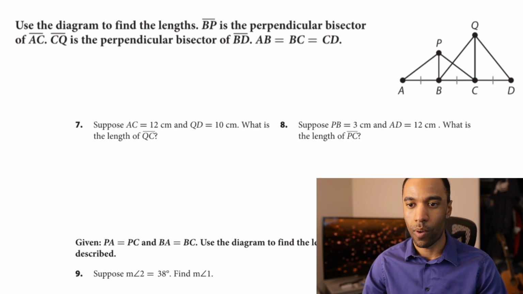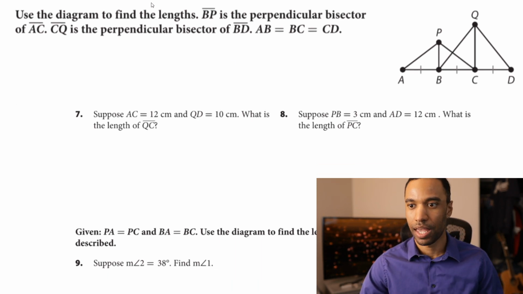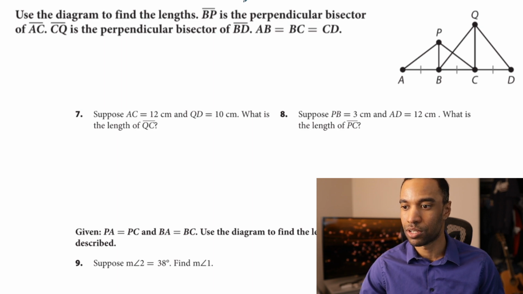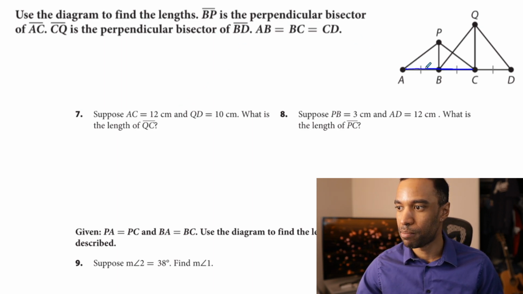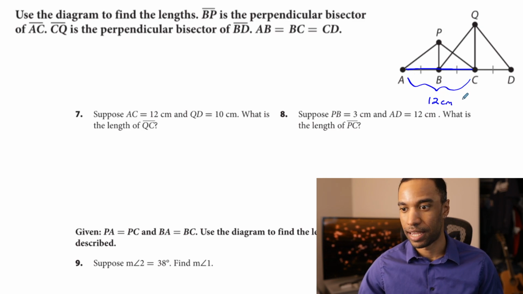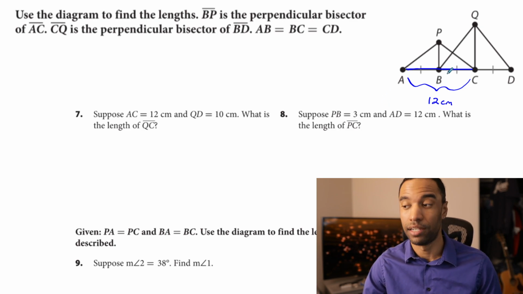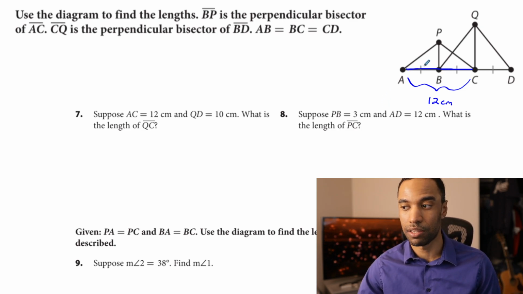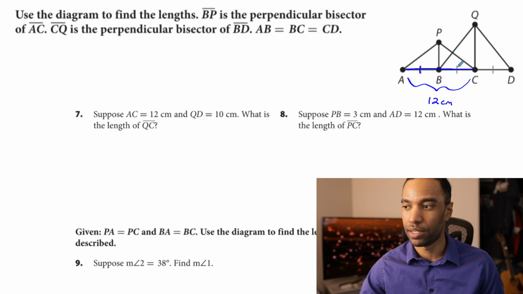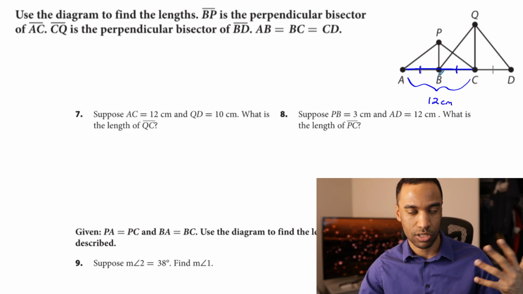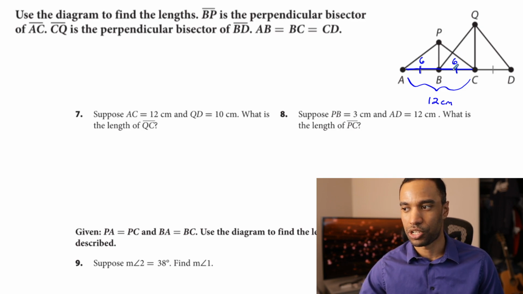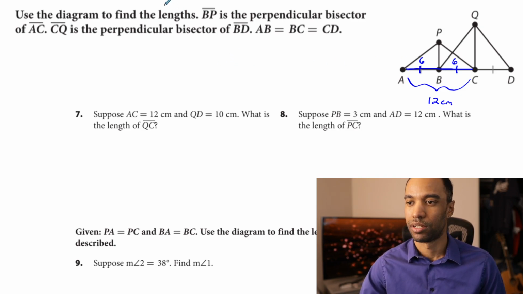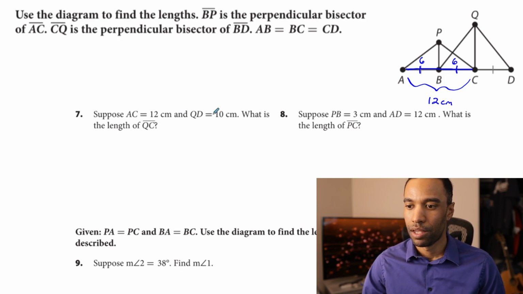Suppose AC is 12 centimeters and QD is 10 centimeters. What is the length of QC? AC is 12 centimeters right here. Automatically, and I can't guarantee this is something that we need yet, but automatically, this tells us, if these two parts are congruent, that this can be divided into 2 equal parts, 6 each. Just know they're 6 centimeters each. 6 each here. That's good information. I don't know if it's useful yet, but it's good.